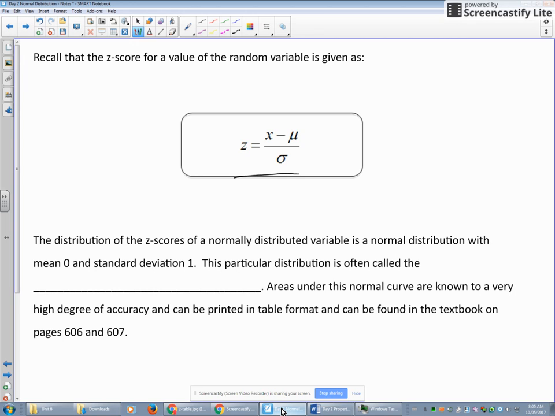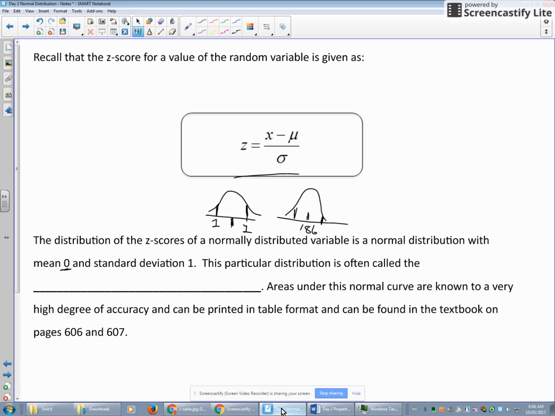Just to finish this note, the distribution of the Z-scores of a normally distributed variable is a normal distribution with a mean of 0, right? So a mean of 0 and a standard deviation of 1. So in the case of our heights of students, instead of having an average height of, say, 186 centimeters, it's like we shift the curve down. If this was 186, we shift it down to 0, and we compress it so that whatever the standard deviation was on our heights becomes 1 on our Z-score.